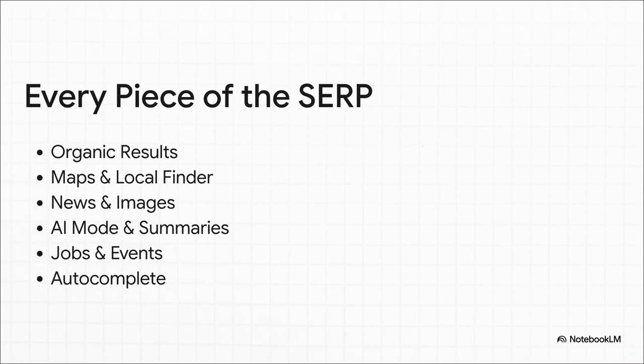But here's the thing. Even within just one engine, like Google, just look at the depth. I mean, we're so far past the days of 10 blue links. Now, you get every single piece of the puzzle. You get the organic results, of course, but also maps in the local finder, news, images, even the really new stuff like Google's AI summaries, job listings, and yeah, even the autocomplete suggestions.